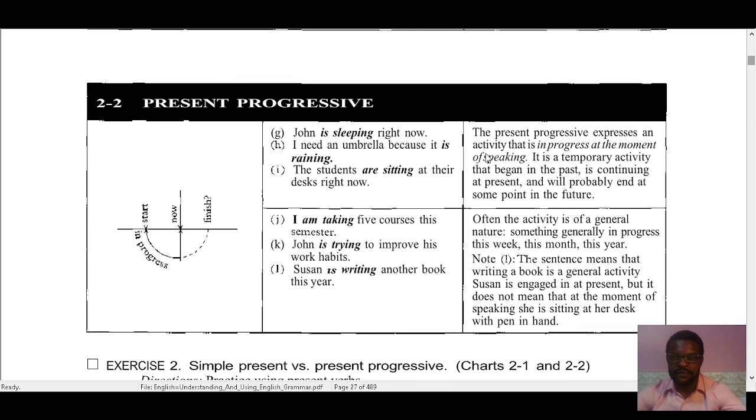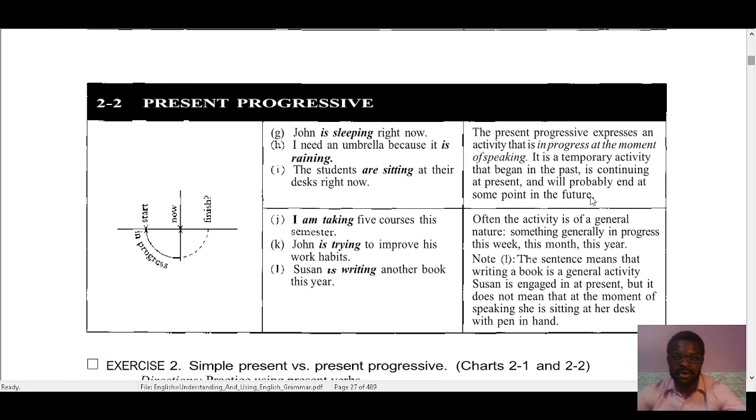Okay, let's look at the definition. The present progressive expresses an activity that is in progress at the moment of speaking. It is a temporary activity that began in the past, is continuing at the present, and will probably end at some point in the future. You see, it started in the past, continued to the present, and it's going to end sometime in the future. So it's going to be short-lived.